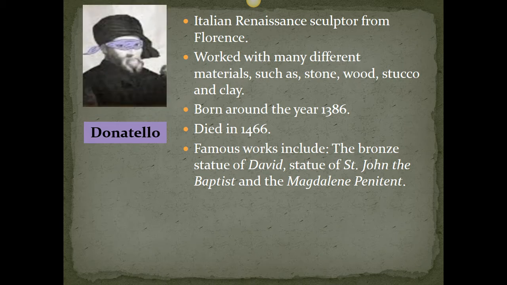Donatello, an Italian Renaissance sculptor from Florence, worked with many different materials. He was born around the year 1386 and died in 1466. Some of his famous works include the bronze statue of David, the statue of St. John the Baptist, and the Magdalene Penitent.